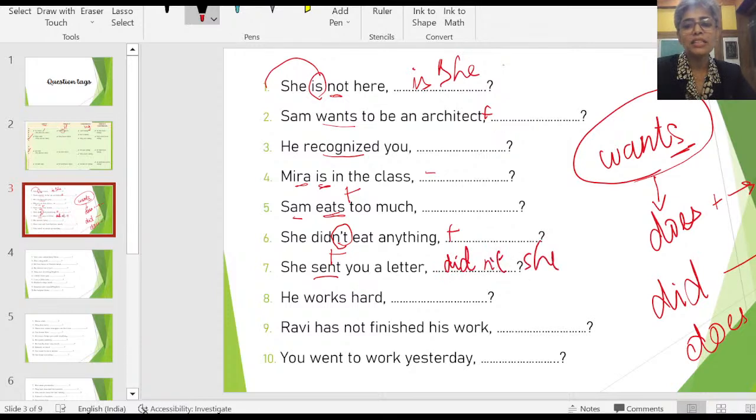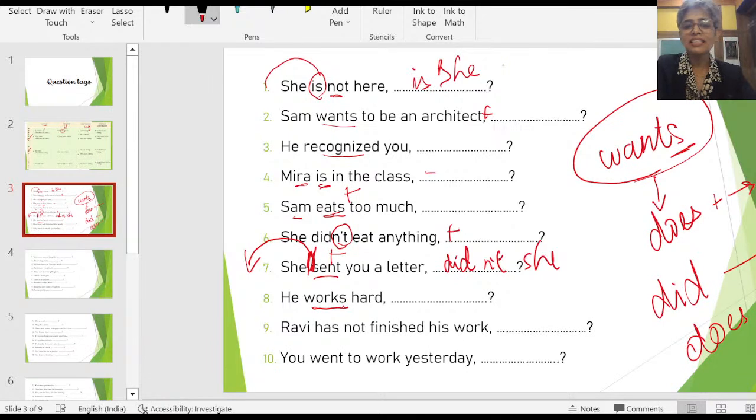Didn't she? So the did, which is over here, you will assume there's a did, there's a helping verb here. Take it before she: didn't she? He works hard. Now see, works is the verb over here. There is no has, have, had. There is no ing. So we know for sure that this is the simple present tense.